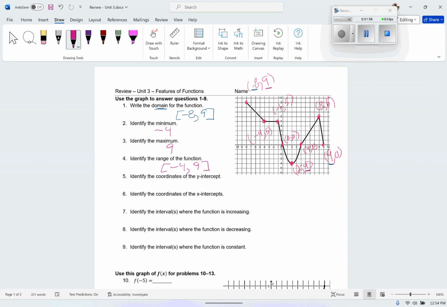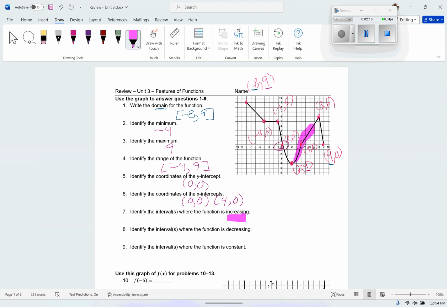Identify the coordinates of the y-intercept. Well, the y-intercept appears to be at 0, 0, because that takes place right there. Coordinates of the x-intercept, so it happens here and here. So you have 0, 0 and 4, 0. There's two different places.